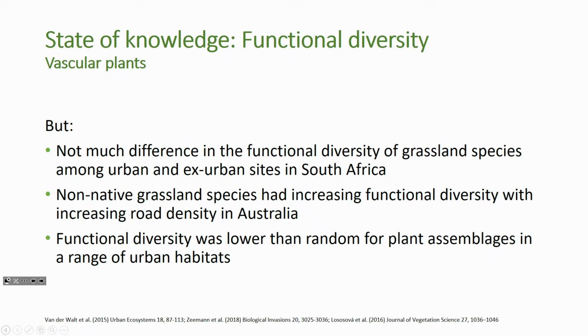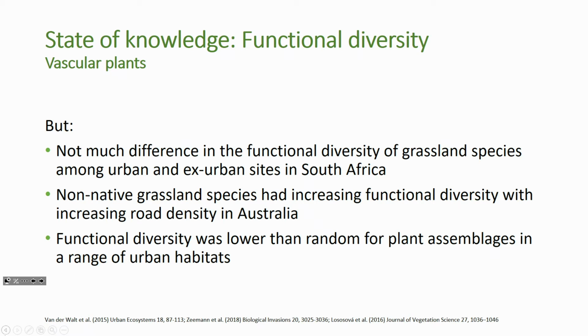Still, if we look at other research, at other papers, then we find that, for example, in South Africa, a comparison of grassland species in urban and non-urban sites showed that there was no difference in functional diversity. An analysis in Australia on non-native grassland species showed that these even increased in functional diversity with urbanization, in this case with road density.